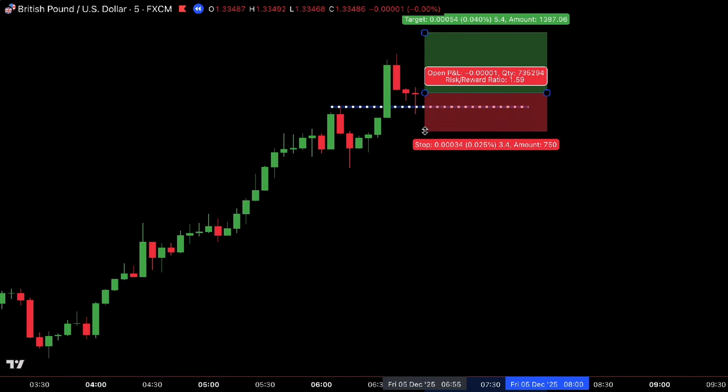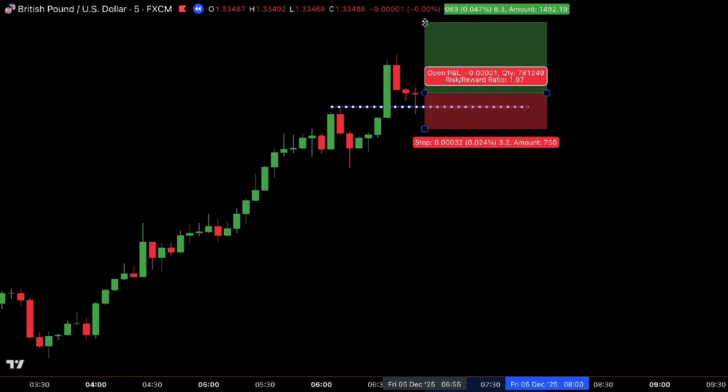We place our entry at the close of the doji that formed the liquidity run. Stop loss goes below the liquidity run. The target is always twice the risk.